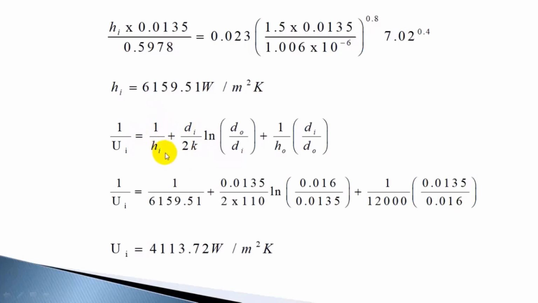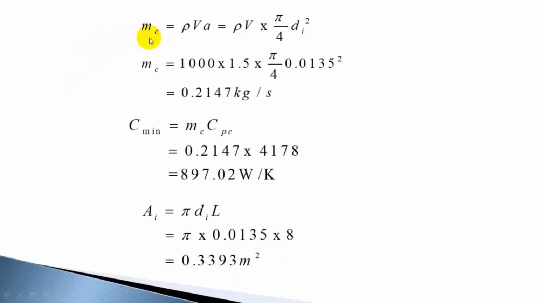Total resistance will be 1 by HIAI. You have multiplied the AI. Actually the equation is 1 by Ui is equal to AI into the total resistance. Remember the derivation in the first class. So substitute for HI. dI is 0.0135. Thermal conductivity of tube wall material is 110 watts per meter Kelvin. D naught and dI are known. Substitute that. H naught is given as 12,000. dI is 0.0135. D naught is 0.016. Substituting and solving for Ui, we will get 4113.72 watts per meter square Kelvin. So this is the overall heat transfer coefficient.